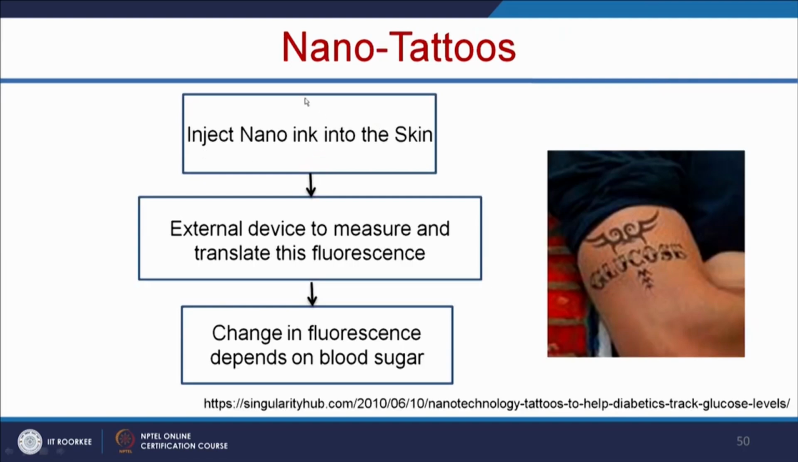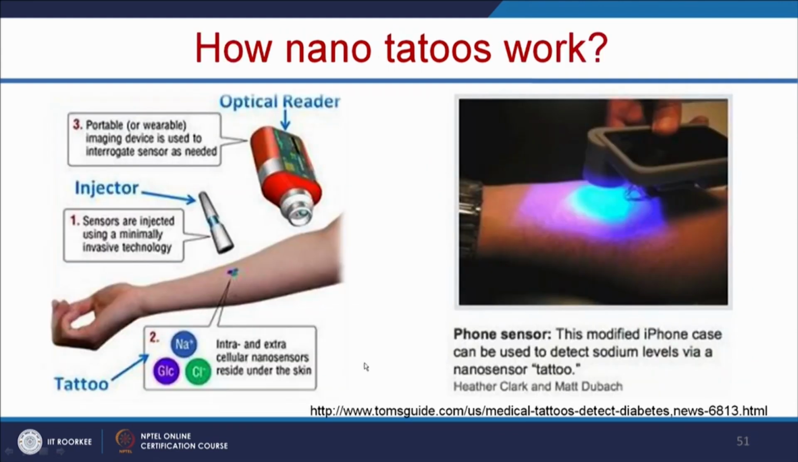Another thing is nano tattoos. We can inject the nano ink into the skin and use an external device to measure and translate this fluorescence. Here this change in fluorescence depends on the blood sugar. We can inject this sensor using minimally invasive technology. Once it is injected, the tattoos are made, and it can measure the sugar level as well as the sodium level in your blood, and we can have this portable optical reader.